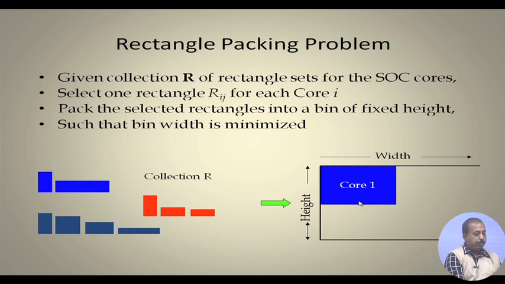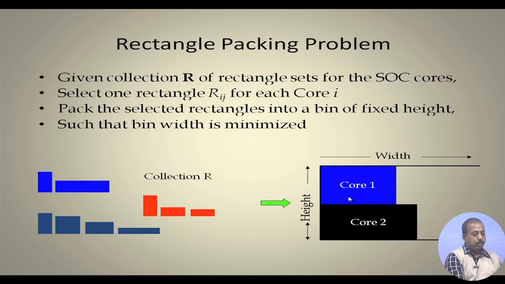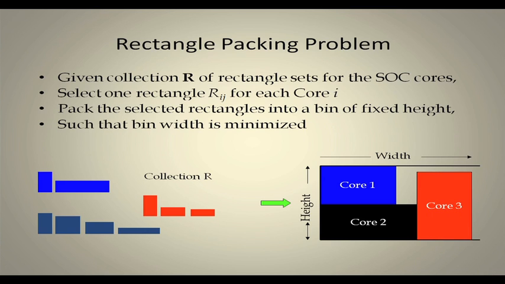Maybe first we pick up core 1 and put this rectangle here, then we take core 2 and put another rectangle here, then core 3 requires more TAM width that does not fit here. So it has to be kept at the end of core 2. So the total test time is given by this one. So this is the bin packing problem.